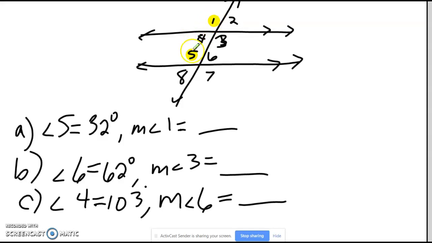So what type of angles are those? Are they any of the special angles that we've talked about? What type are they? Corresponding. And so we have a theorem that says corresponding angles are congruent when a transversal cuts parallel lines. So if we know one of those angles, it's going to equal the other. So on A, if 5 is 32 degrees, then angle 1 is also 32 degrees. Okay, so put that.